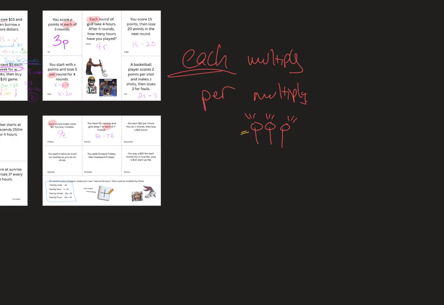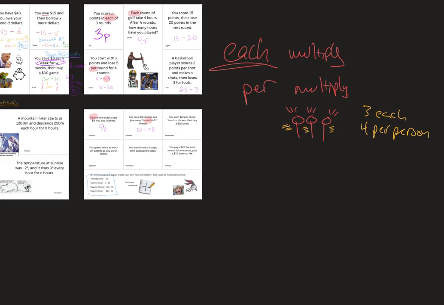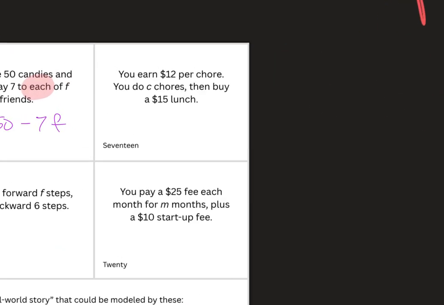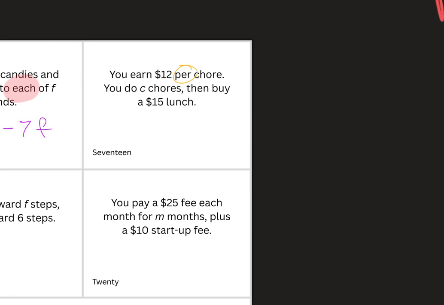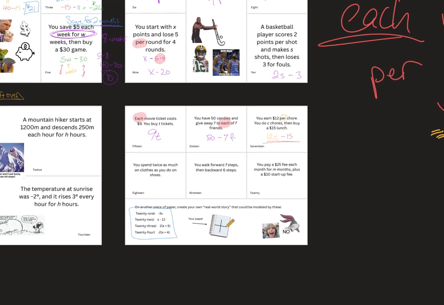Well, then 1, 2, 3, 4. You get 4. 1, 2, 3, 4. There's 4 per person, or 3 each. Okay, you get the idea. You earn $12 per chore. Oh my goodness, it's per $12 per chore. And then you buy $15 of lunch, just like that.